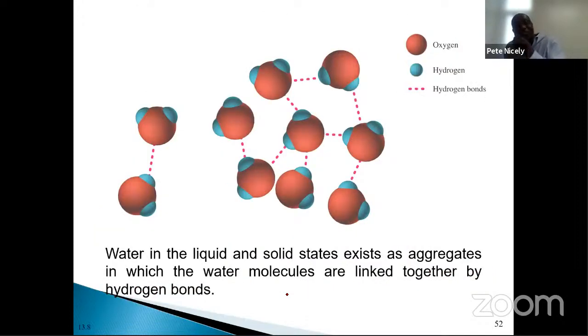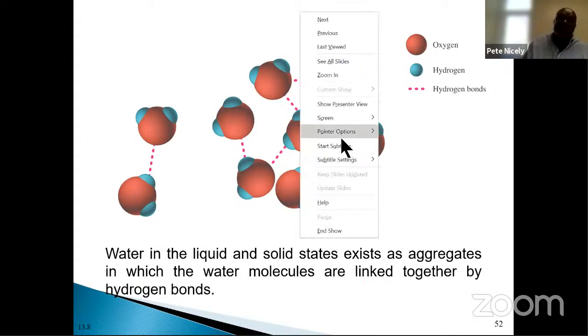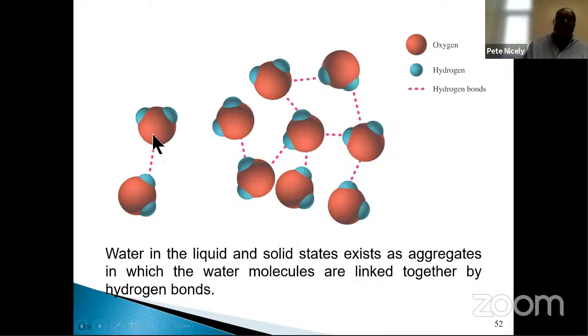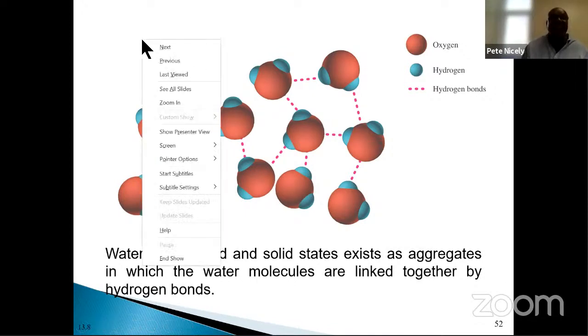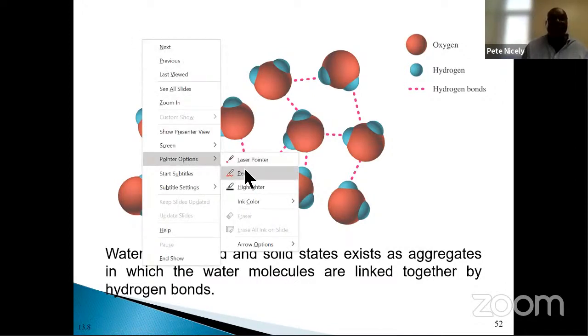Okay, so this is showing you the hydrogen bonding that exists between water molecules, all right? So basically the red spheres here represent the oxygen atom, and the blue spheres here represent the hydrogen atom.